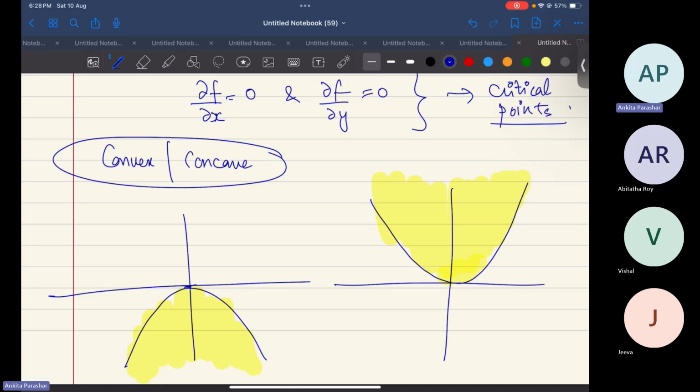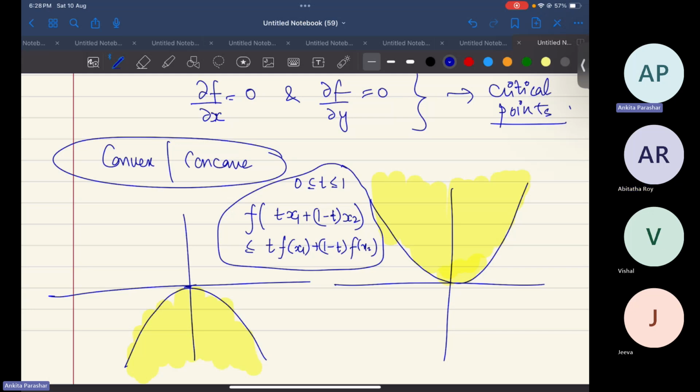So we say a function is convex provided f of tx1 plus (1 minus t)x2 is less than or equal to t f of x1 plus (1 minus t) f of x2, and this should be true for every x1, x2, but t has to lie between 0 and 1. You remember, this is the condition for saying it is convex, and the inequality reverses if I say it is concave.